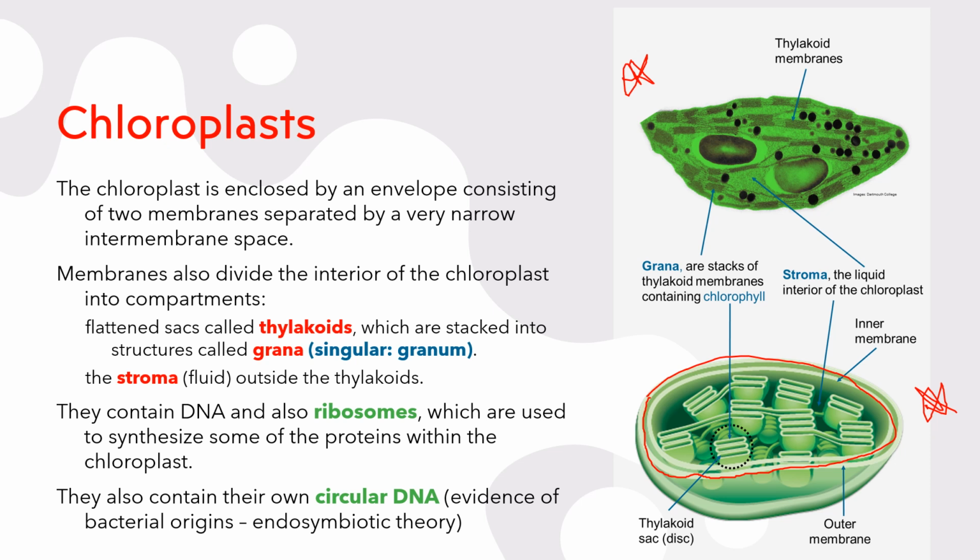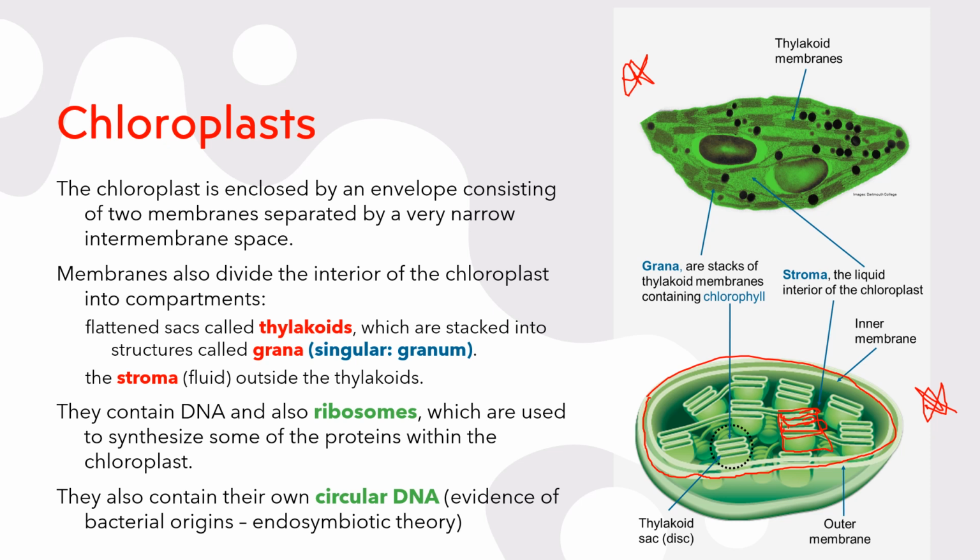So we've got a couple of different things. We've got these thylakoid stacks. It's probably easier to see in the cartoon, so I'll go with the cartoon. These thylakoid stacks are stacked into structures called grana. So we've got these little thylakoid discs, and all of those thylakoid discs stacked on top of each other are called the grana.